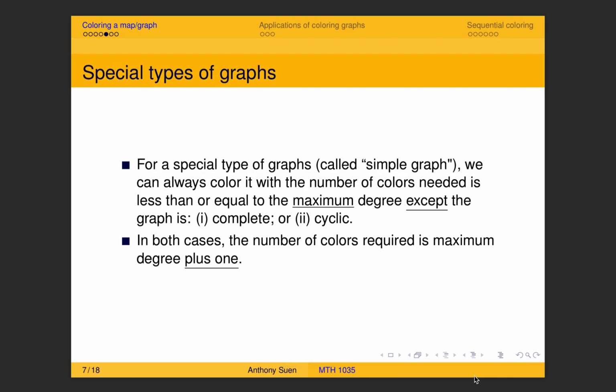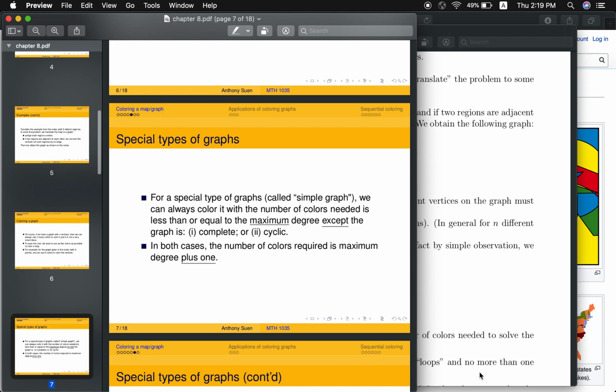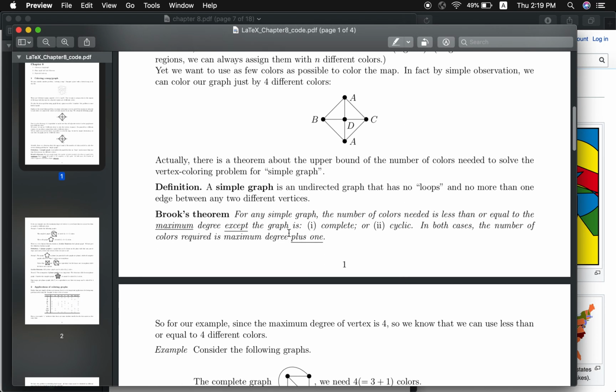Now, if you have some special graphs, something called a simple graph, we can always color those simple graphs with the number of colors needed less than or equal to the maximum degree. It's nothing but the theorem I mentioned in the notes, called Brooks' theorem. You can try it, but of course you have to understand what a simple graph means. I also gave you the definition in the notes.